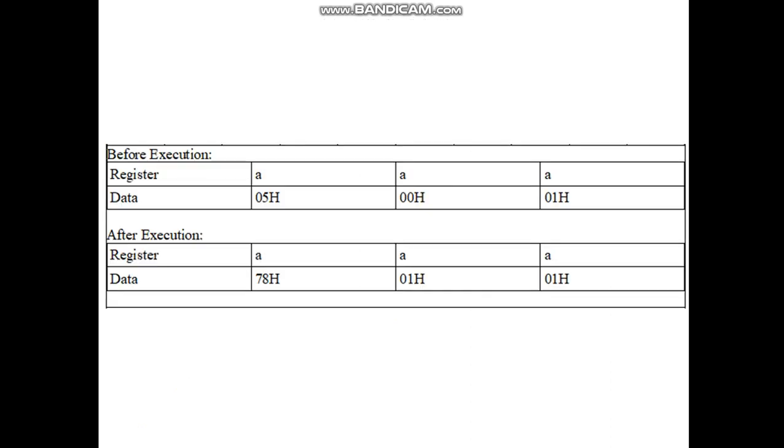Okay, so here the output is written for all the 3 cases. First, the number is 5. When the number is 5, we know in decimal the product is 120. Factorial of 5 is 120. But here we are getting the output in hexadecimal, so the output is 78H. Suppose the number is 0. Input is 0, output is 1. Suppose the input is 1. The output is 1.